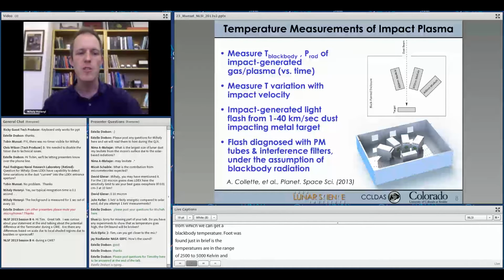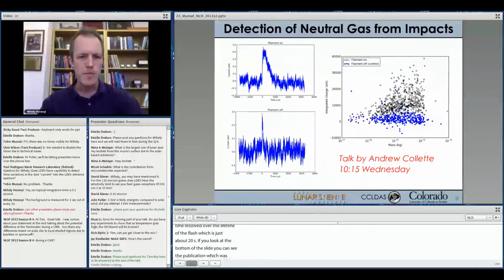And the temperature evolution can actually be time resolved over the lifetime of the flash, which is just about 20 microseconds. And if you look at the bottom of the slide there, you can see the publication, which was published by Andrew, which is in print this year.